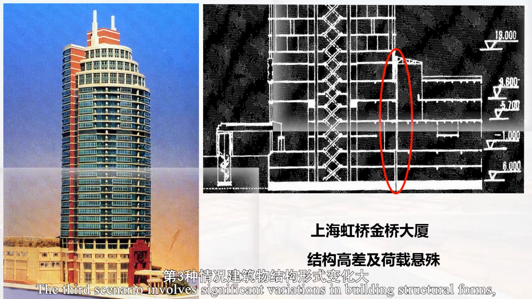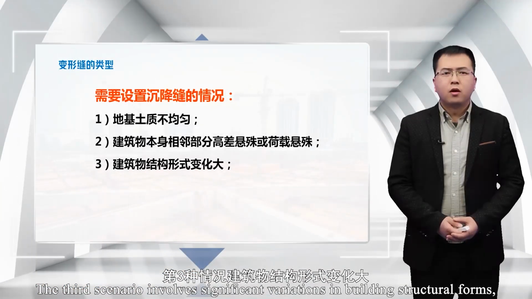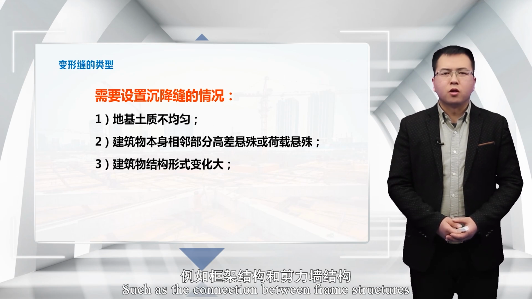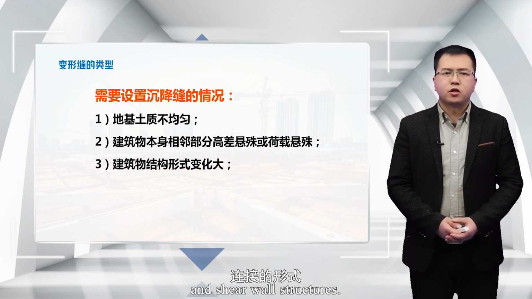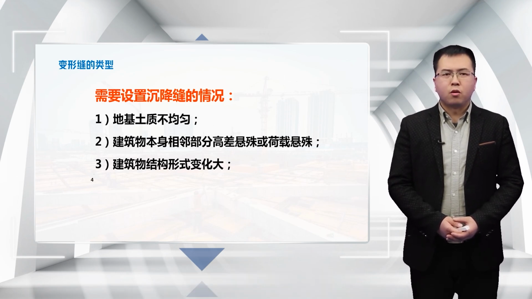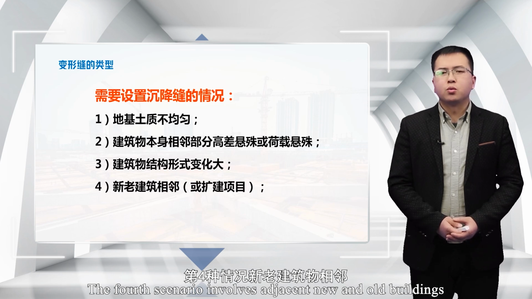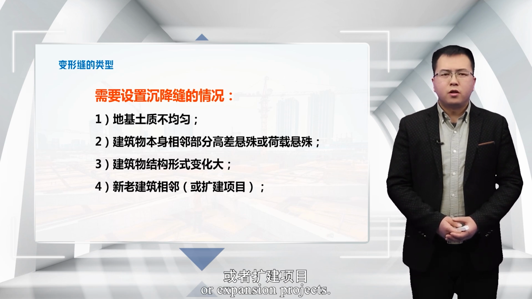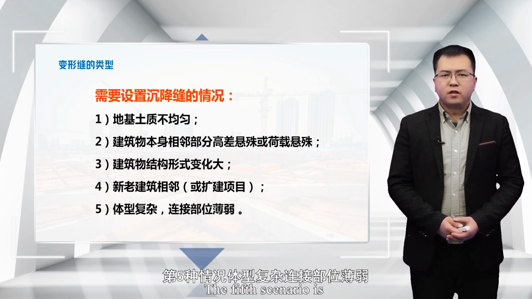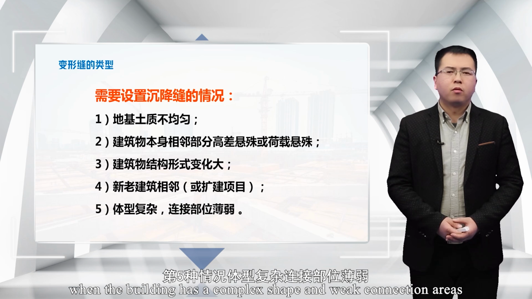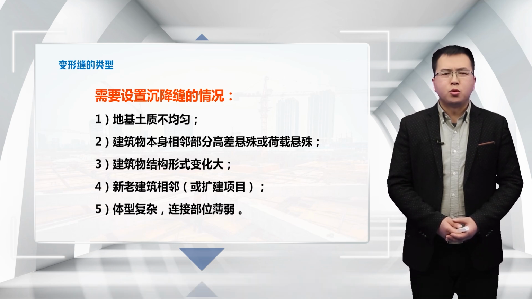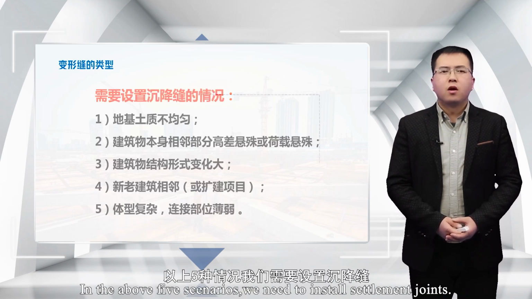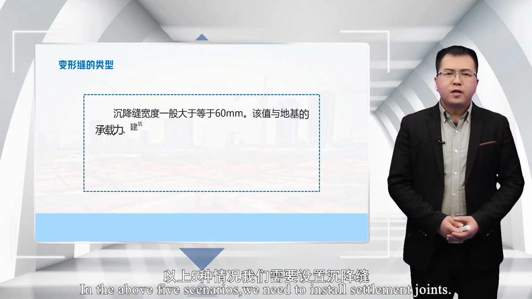The third scenario involves significant variations in building structural forms, such as the connection between frame structures and shear wall structures. The fourth scenario involves adjacent new and old buildings or expansion projects. The fifth scenario is when the building has a complex shape and weak connection areas. In the above 5 scenarios, we need to install settlement joints.